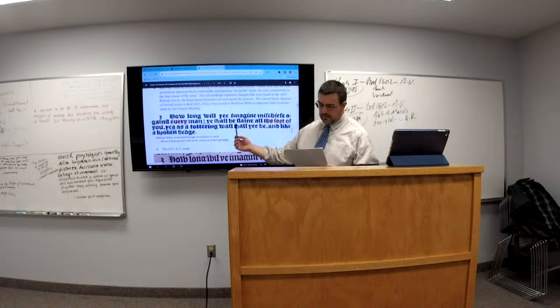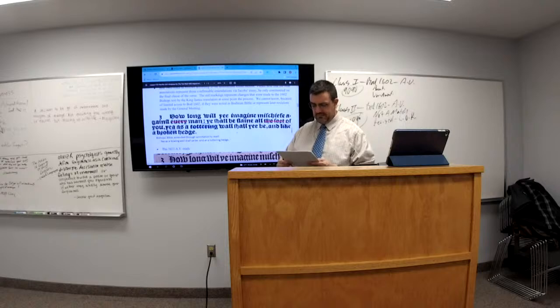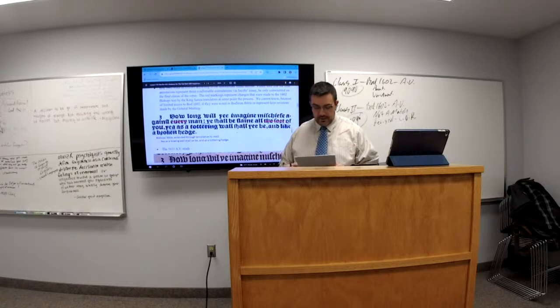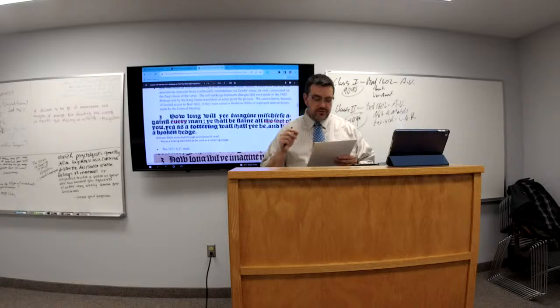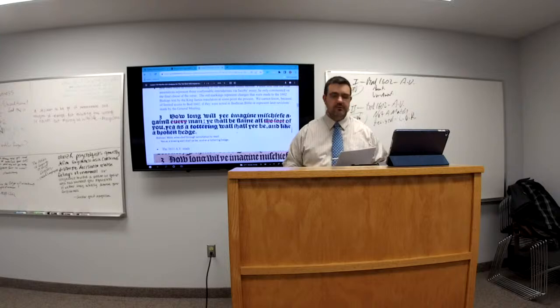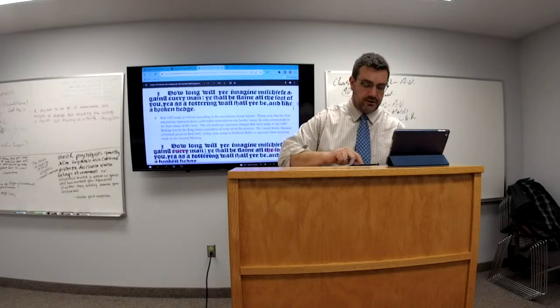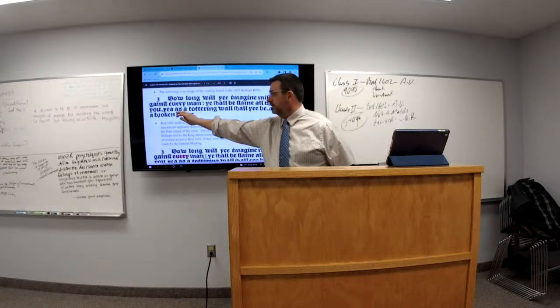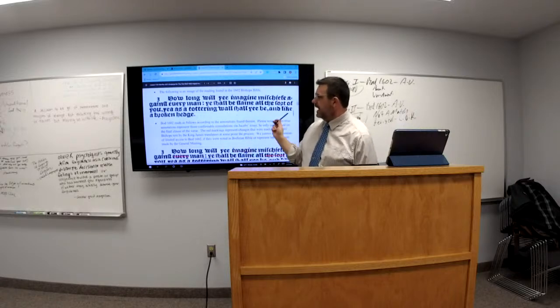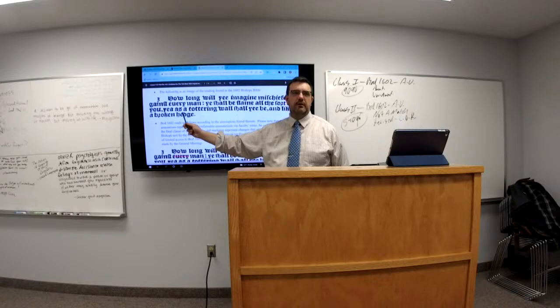No, that's not even what I want. I want starting right here. Yea, as the tottering wall shall ye be, and like a broken hedge. So I'm not trying to be confusing. I apologize. Let's start here. We're looking at the last clause, okay? Yea, as a tottering wall shall ye be, and like a broken hedge. So that was the starting point, okay?